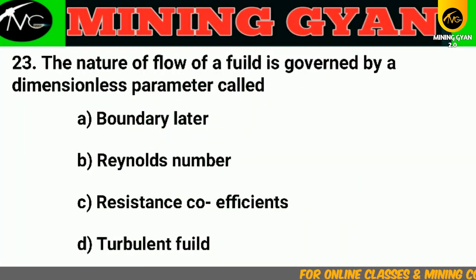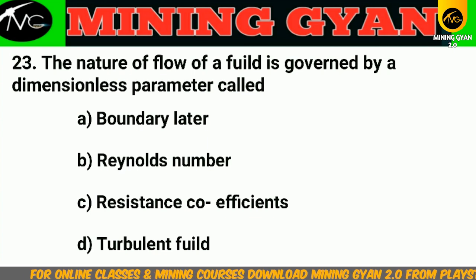Next question is, the nature of flow of a fluid is governed by a dimensionless parameter called A. Boundary layer, B. Reynolds number, C. Resistance coefficient, D. Turbulent fluid. Right option is B. Reynolds number.